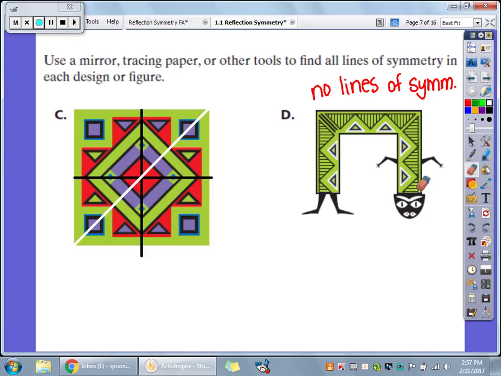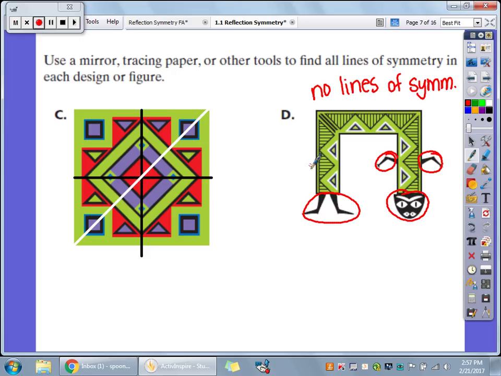On D, if you look at this one, it has no line of symmetry. There's a couple of reasons why. The first thing is that we have the arms and the legs, and the head on here, that keep it from being symmetric. So if you were to fold this side on top of this side, they wouldn't match up. The head wouldn't match up with the feet and the arms wouldn't match up with the no arms over here.